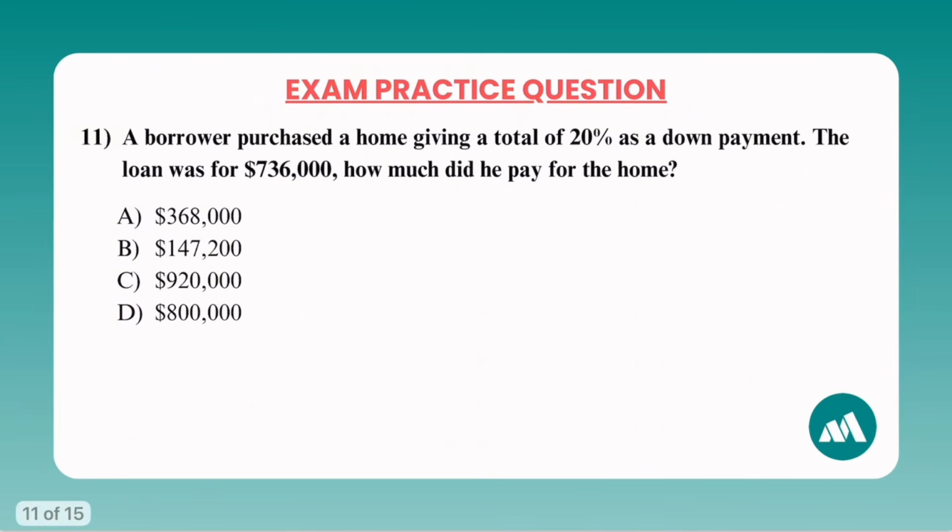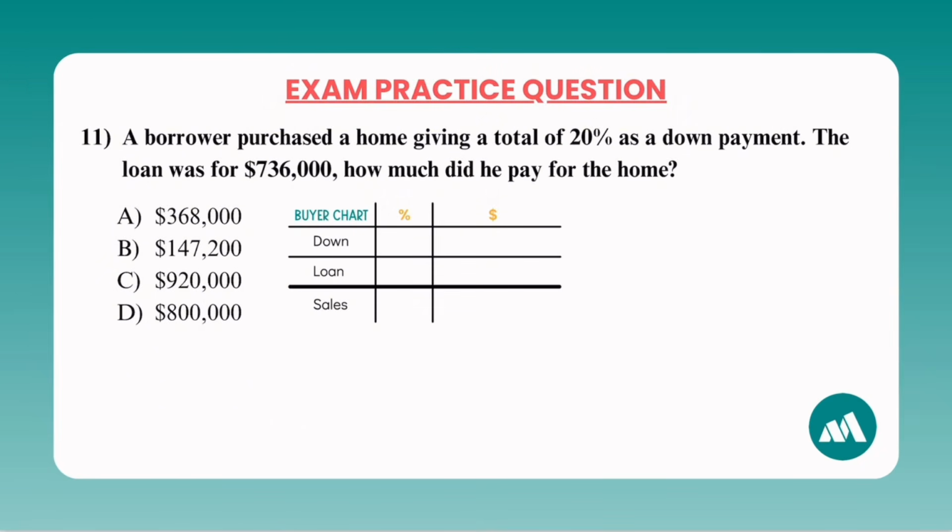Number 11. A borrower purchased a home giving a total of 20% as a down payment. The loan was for $736,000. How much did he pay for the home? For this question, since we're working with a buyer, I like to use the DLS chart. So let's bring that out. In this question, you're going to realize how strong this DLS chart really is.